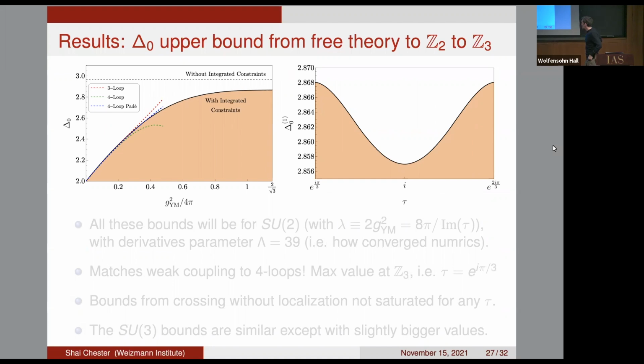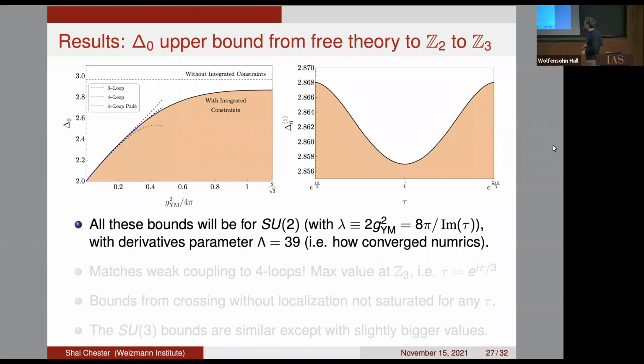Okay, so here are our results for upper bounds on the lowest dimension scalar unprotected scaling dimension. On the left-hand plot, we are going from the free theory point, where g_nils is 0, up to the Z2 point, which is the value 1, and even a little bit beyond to the Z3 point. And then on the right-hand plot, we are zooming in and showing how you go on a certain slice, which goes along the arc of the fundamental domain from the Z2 point to the Z3 point.